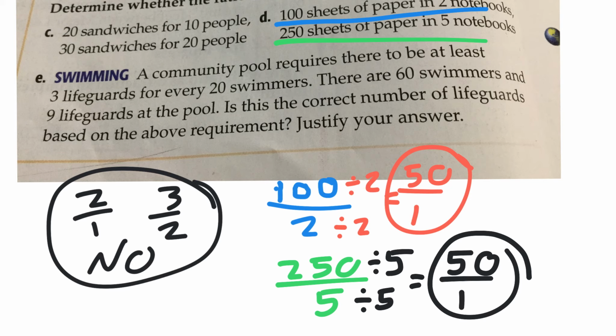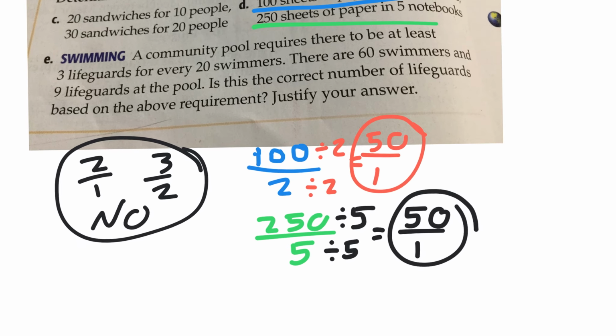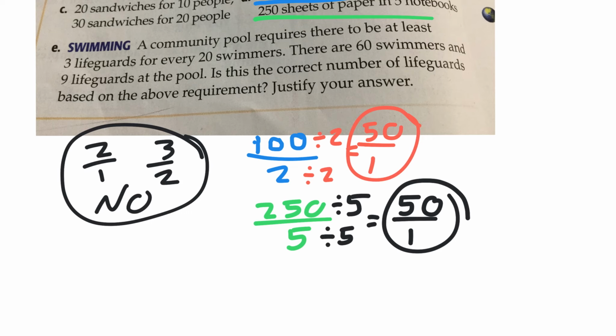And the last one: a community pool requires there to be at least 3 lifeguards for every 20 swimmers. There are 60 swimmers and 9 lifeguards at the pool. Is this the correct number of lifeguards based on the above requirements? And justify your answer. So what did we get on that one? Anybody get an answer? Yes, you got an answer? I say it is. Okay, how did you get that they were the same?